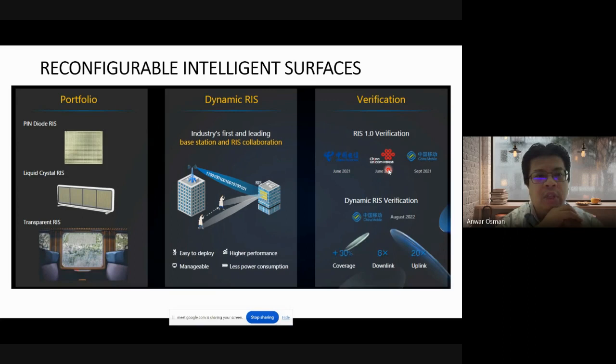So we have devices, which are something like an antenna, using a metal material, either PIN diode, liquid crystal, or even transparent, so it can be a glass, a window, right? Basically what it does is extend the coverage via reflection. You can see a signal coming here and reflecting at the RIS material to go to the intended target. Okay, so this is the RIS.